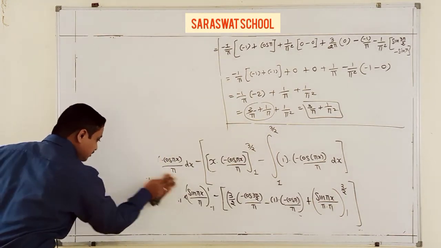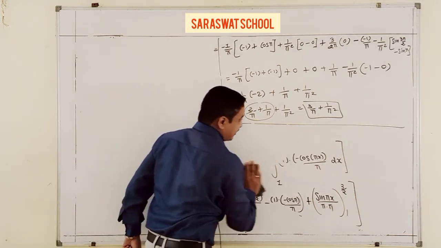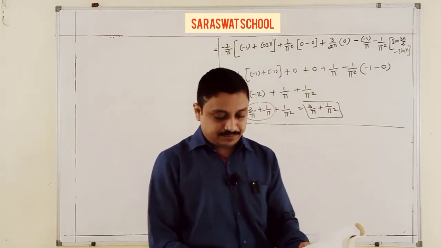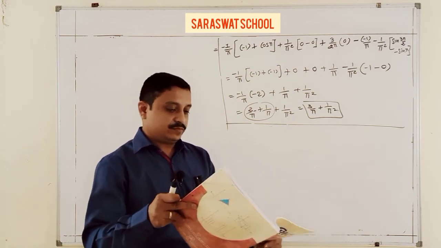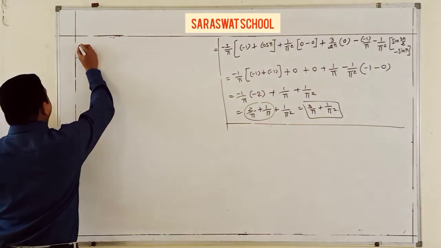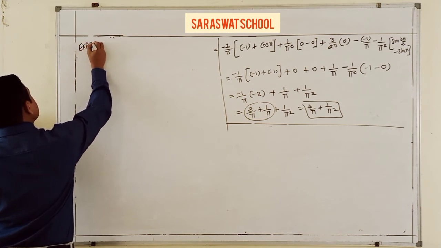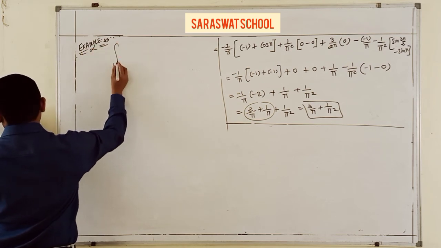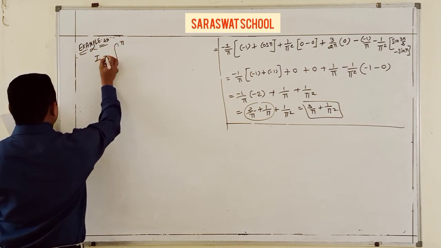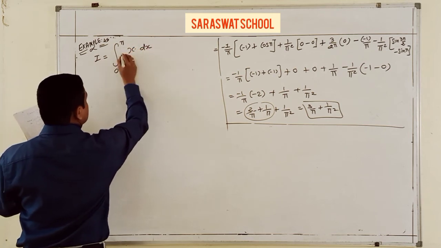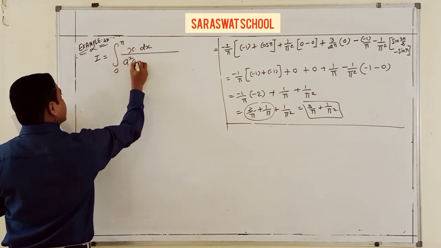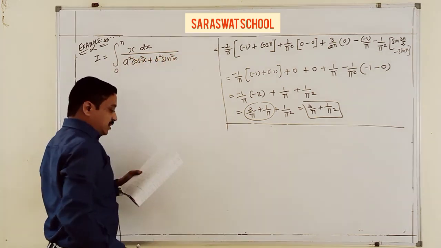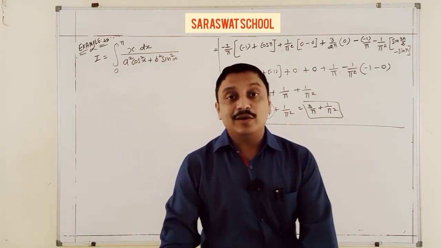This is also very tricky. Example 45. Integration from 0 to pi of x dx upon a square cos square x plus b square sin square x. This is also a very old, gold level sum, students.